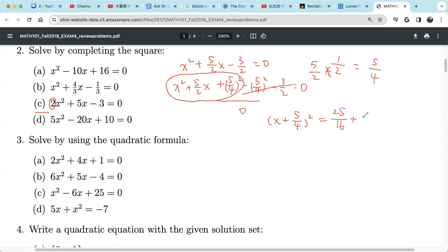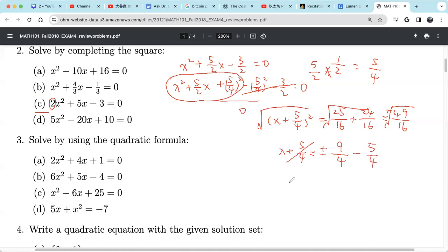Well, we want to change it to be 16, common denominator 16. So 2 times 8 is 16, 3 times 8 is 24. 25 plus 24, 49. Common denominator is 16. Once we have that, we can square root both sides. Square root both sides, right? So we have x plus 5 over 4 equals to plus minus, well, square root 49, the numerator is 7. Square root of 16 is 4. Now we move this one to the other side, becomes minus 5 over 4.